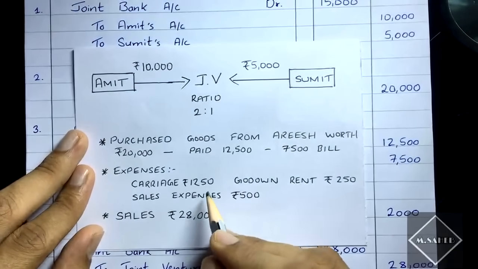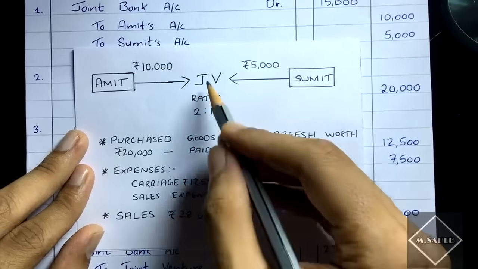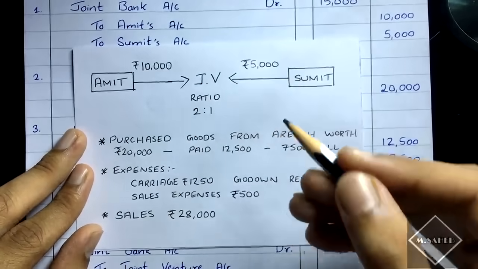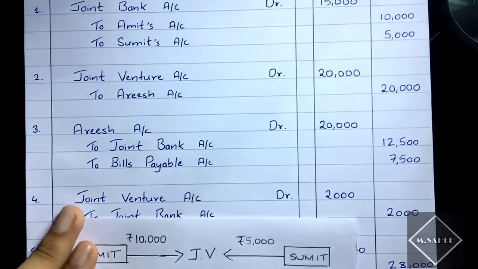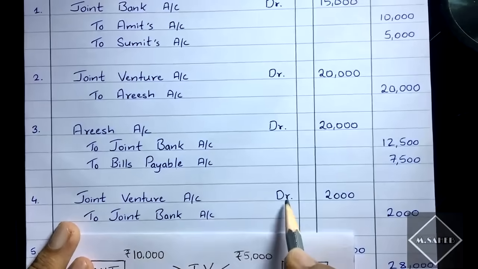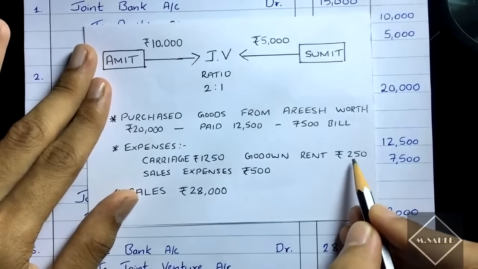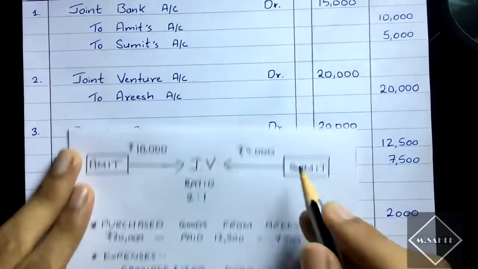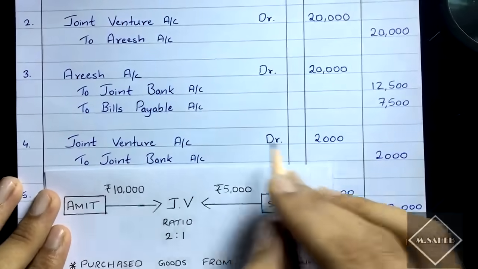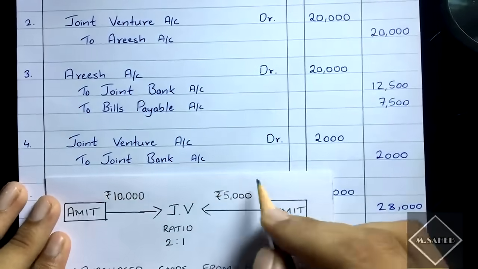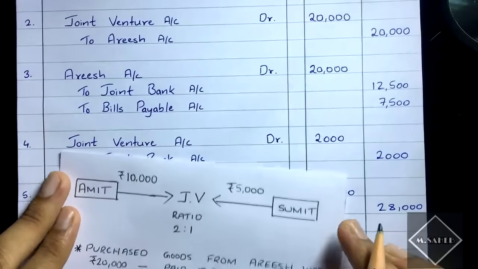We will debit the joint venture because I told you whenever there is any expense, you have to take joint venture. Okay, whenever expense increases, you have to debit joint venture. So the entry would be, see, joint venture account debit 2,000 because in total this is 2,000. 1,250 plus 250, that is 1,500 plus 500, that is 2,000. So joint venture account debit 2,000. 2,000 is being debited, that's the expense. Okay, you can write in the narration being expenses incurred on carriage, godown rent, sales expenses. You can write your narration on your own.